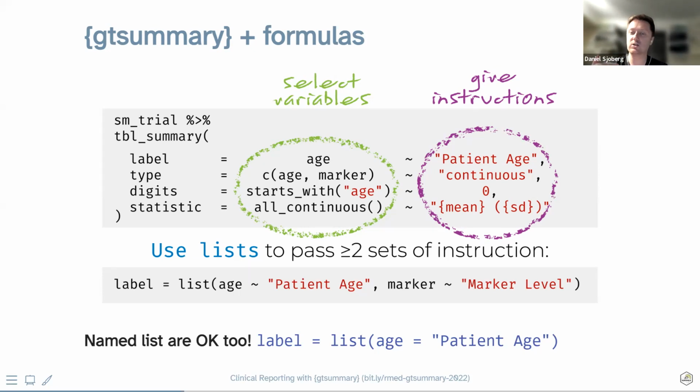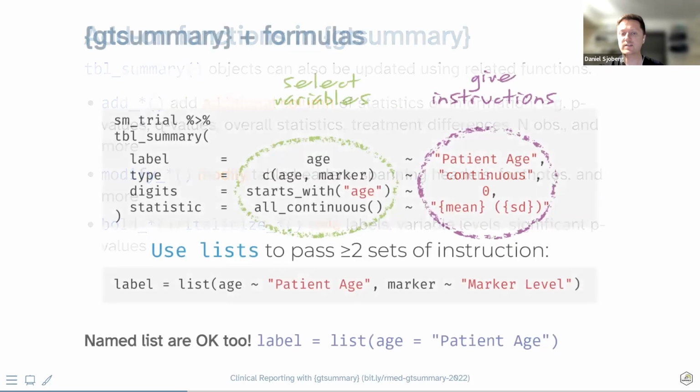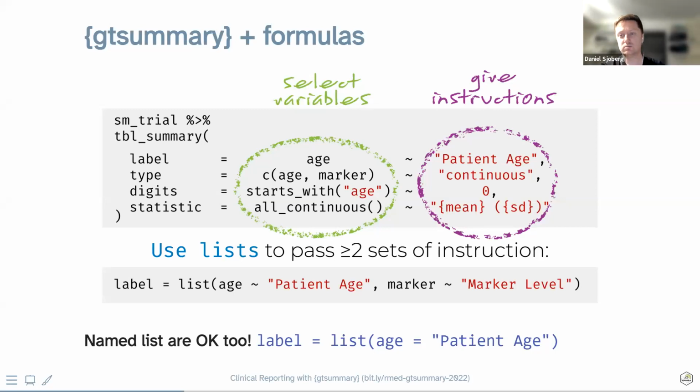And whenever you need to pass more than one set of instructions for a specific argument, you can just slap those into a list. So you can see here, label, we can say age tilde patient age, comma, marker tilde marker level. So what's actually happening in the background when you pass a list that looks like that, it's being converted to a simple named list. So you can actually just pass that named list if that is preferable for you, because there's lots of situations where I'm constructing these arguments, and a named list is actually much easier to work with. Are there any questions on this syntax? This syntax is used throughout the package.